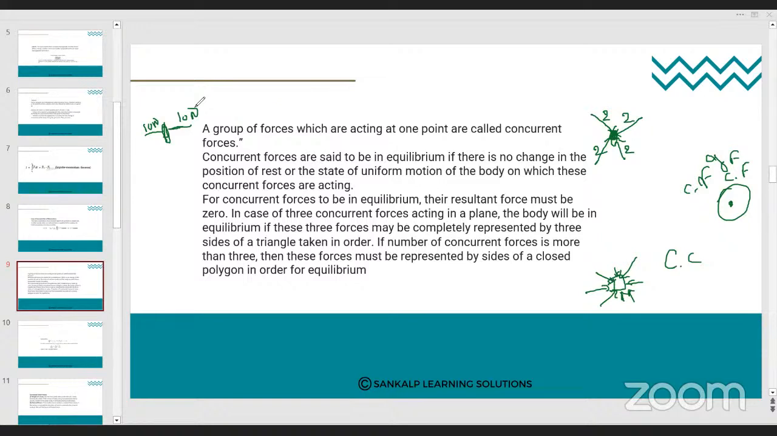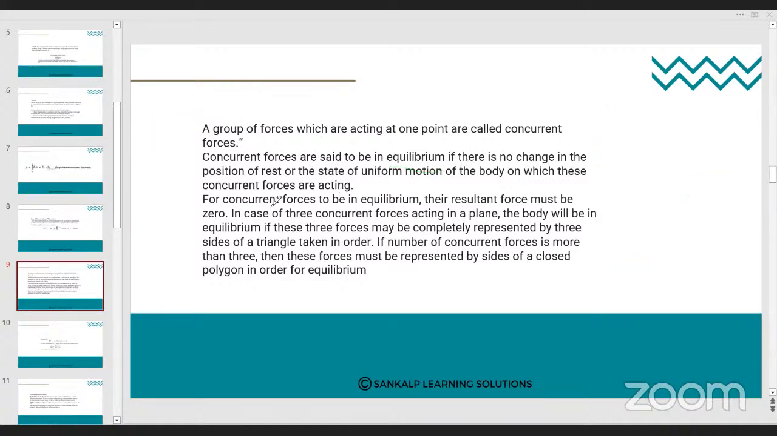So concurrent forces are in equilibrium here, and the body will not change its position. If it is at rest, it stays at rest, or if it is in motion, it stays in motion. Go for the next paragraph. For concurrent forces to be in equilibrium, their resultant force must be zero.